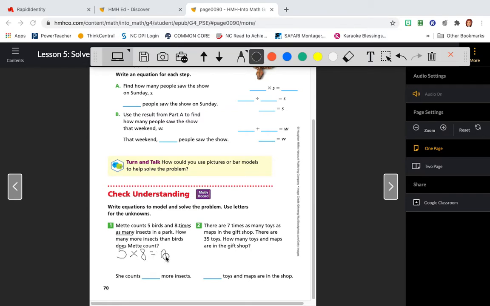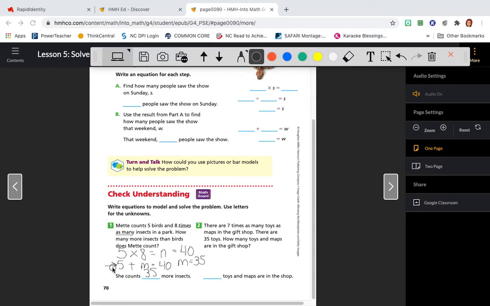Okay, how many more insects than birds does she count? Well, first we need to find N for this first problem, and N equals 40. So how many more insects than birds? We know that she found 40 insects, so we have to say 5 plus, we can use an M for the unknown number, equals 40, and M equals 35. So we have to use the inverse operation for this equation. So we had to subtract 5 from 40 to get 35.